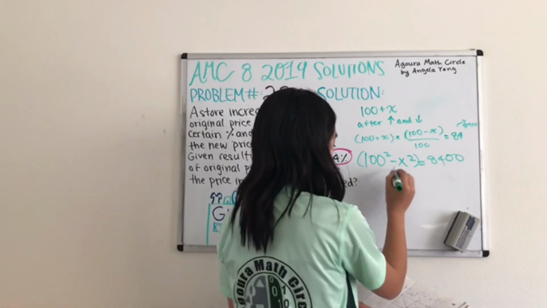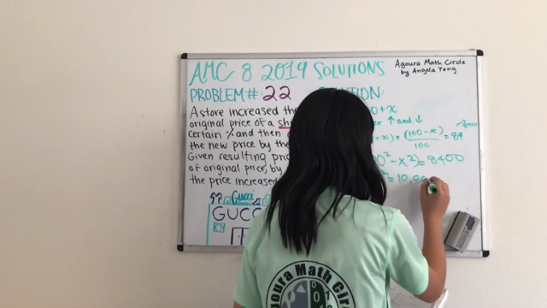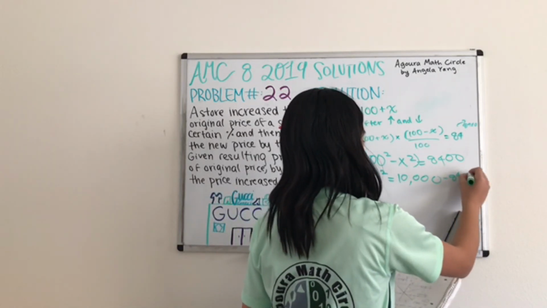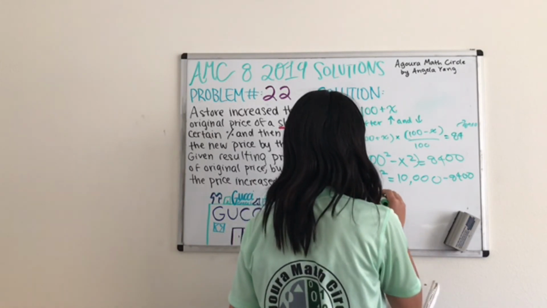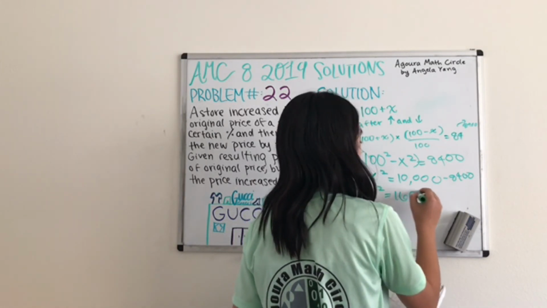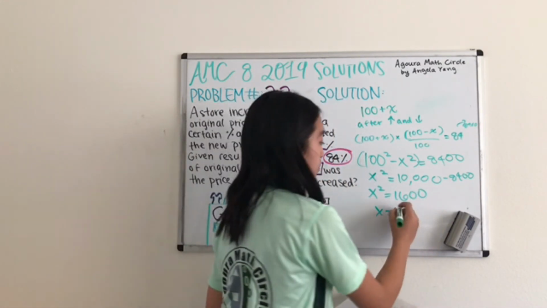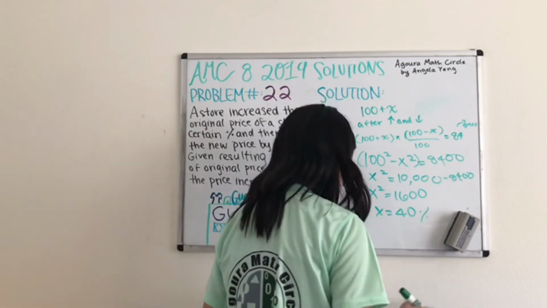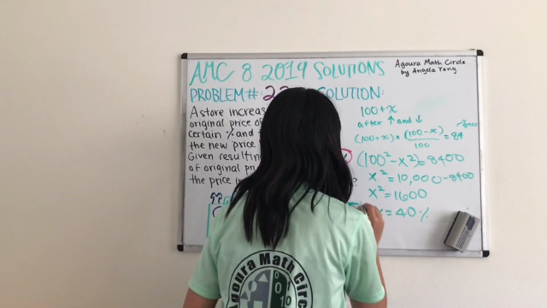So we can use this to get that X squared is equal to 10,000, which is 100 squared, minus 8,400. And then solving this, you would get the answer of 1,600. So X squared equals 1,600. And if you solve this part, you get X equals to plus or minus 40, but it has to be positive. So 40% is your answer, and that gives you the answer of letter E, 40%.